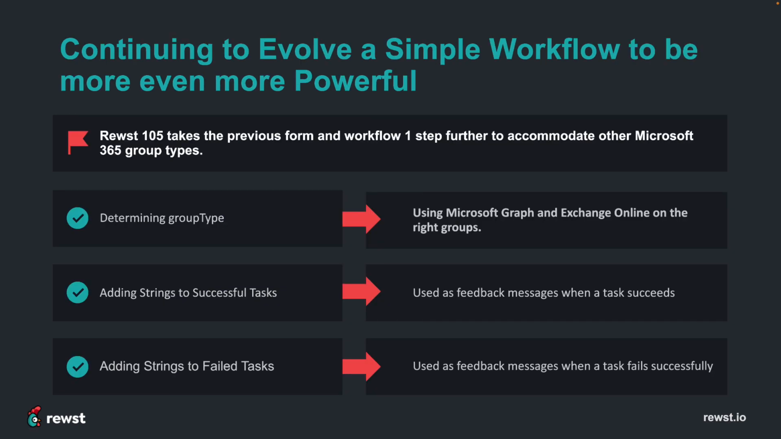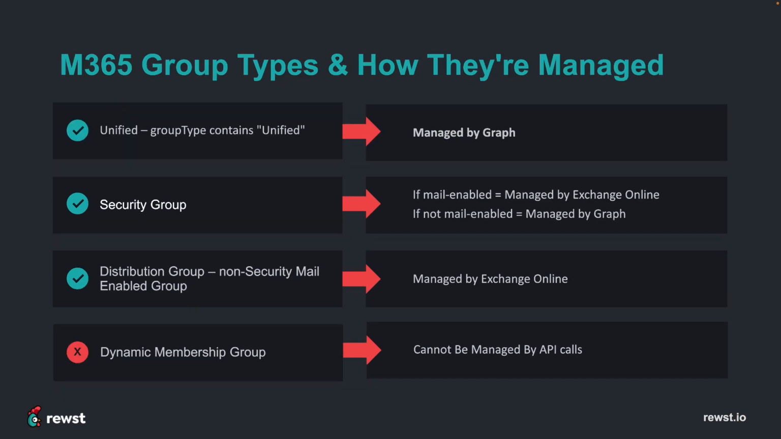So behind the scenes, what we'll need to do is determine the group type. The way we do that is using the group type attribute or property. Once we're able to access the value of the group type property, we'll be able to determine whether to use Microsoft Graph or Exchange Online. After we've implemented that logic, we'll also implement strings as the backbone of providing feedback messages when our task succeeds and our task fails. Let's talk about group types.